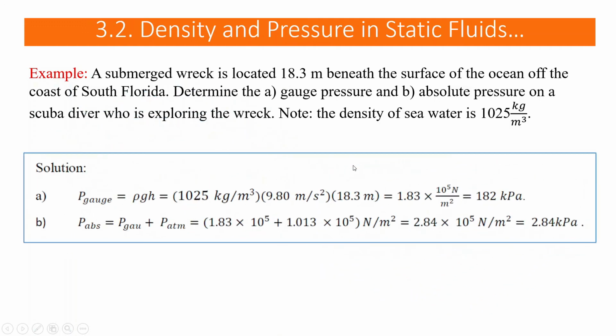Here is the solution. The gauge pressure is rho g h, which is 1025, the rho value of the ocean, and g is the acceleration due to gravity, which is 9.8 meters per second squared, and h value 18.3 meters. Then finally you will get this many kilopascals of gauge pressure. The absolute pressure is pressure of gauge plus pressure of the atmosphere, and it becomes 2.84. We can simply add the two together, and finally we get the absolute pressure, the sum of the pressure of gauge and the atmosphere. These two give the real pressure that is applied on this diver.